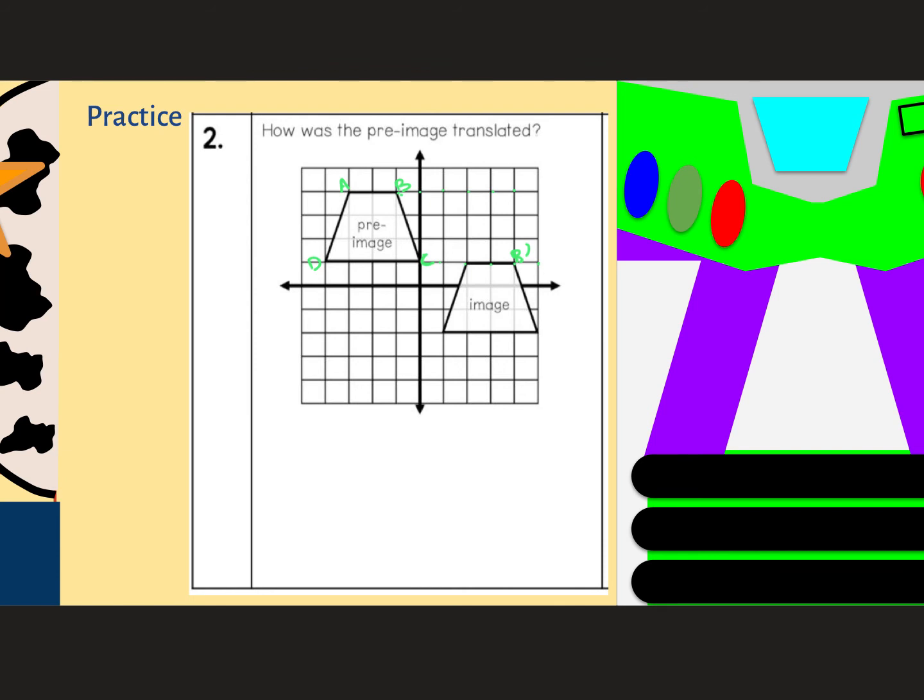All right, so it's looking at the pre-image. So we can see that the pre-image from the image was translated 5 units to the left. All right. Now we're going to look at how it was translated vertically, all right? So we can see that from B, we went 1, 2, 3, and translated 3 units up, all right?